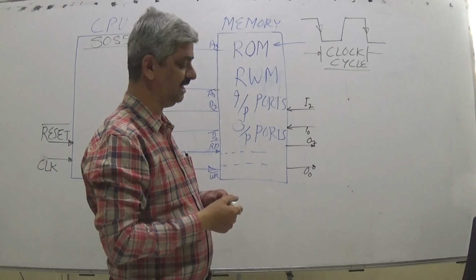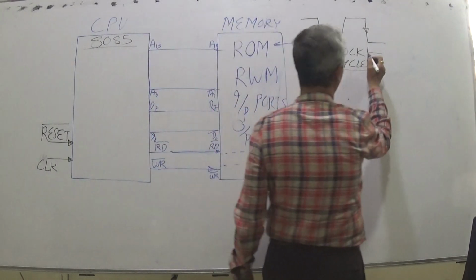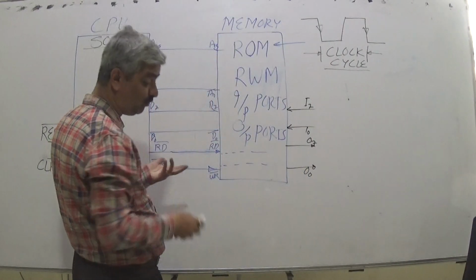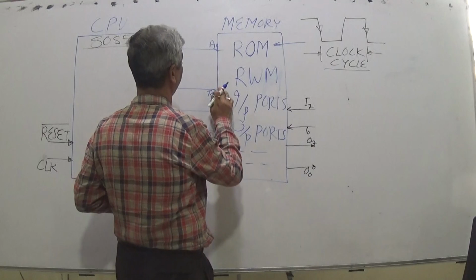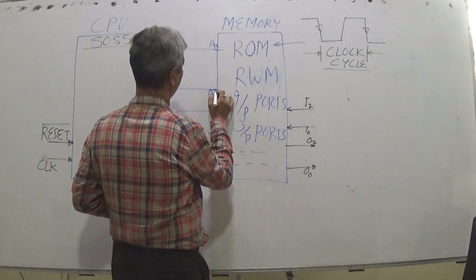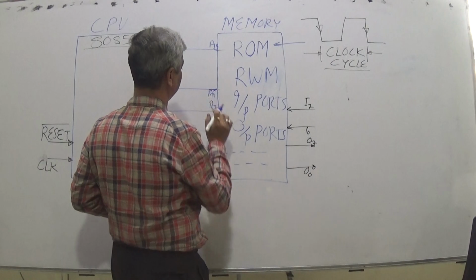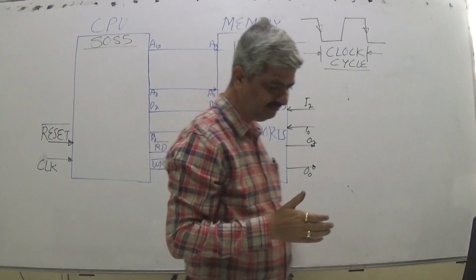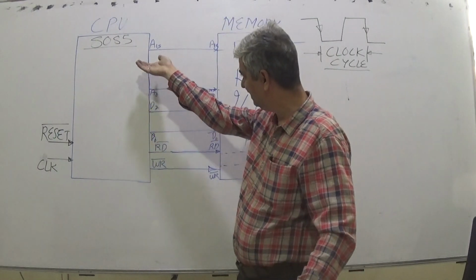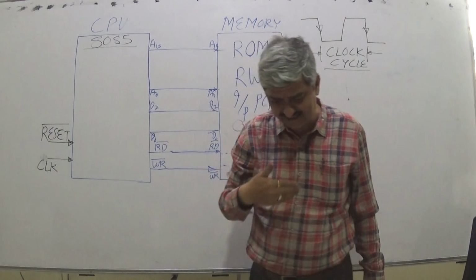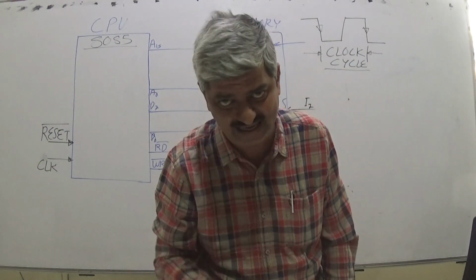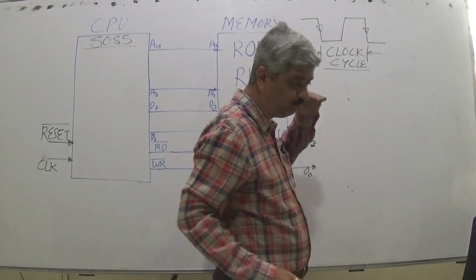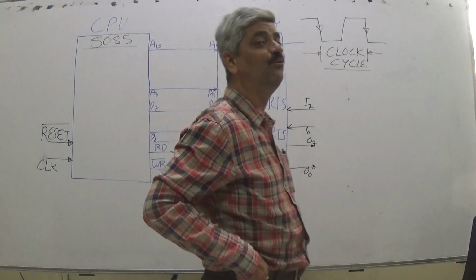Is called as one clock cycle, and the microprocessor completes one operation. One operation means what operation the microprocessor can do? What a microprocessor can do is very limited. The microprocessor can either execute a read cycle or a write cycle. Read cycle means what? The microprocessor will read from where to read.